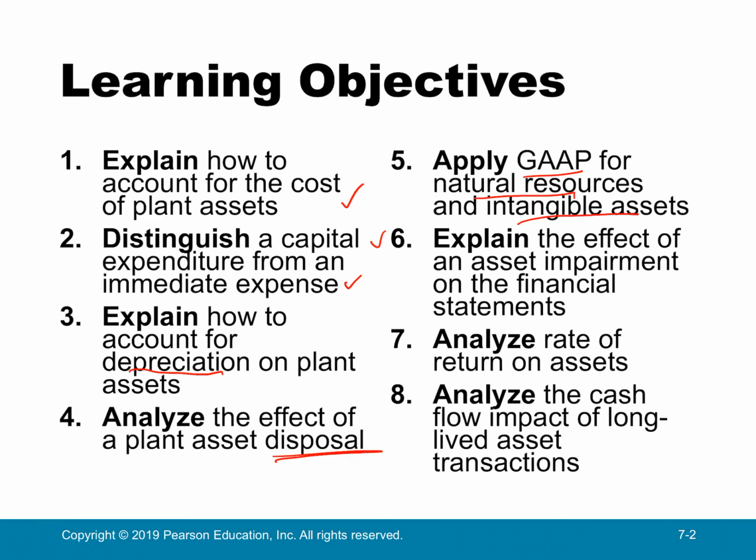What happens around asset impairment? So if you have an asset that something happens where it's impaired, meaning the value of it takes a hit, how do we account for that? And analyze the rate of return on assets. And also we're going to start looking more and more at the statement of cash flows. We'll build up to it towards the end of the semester, but here we'll look at how cash flow gets impacted with long-lived asset transactions.